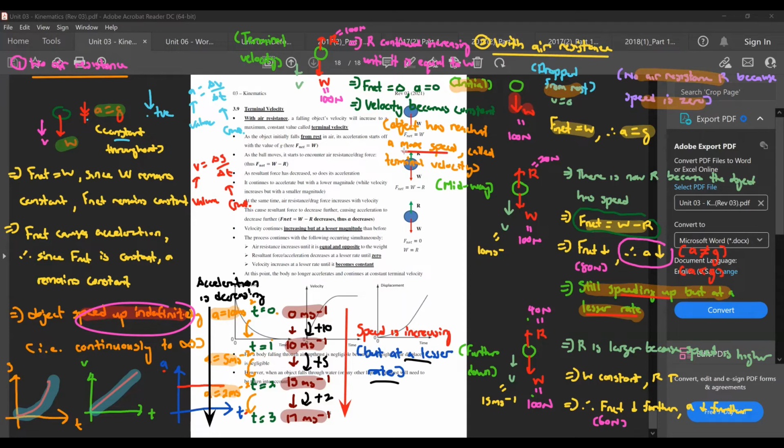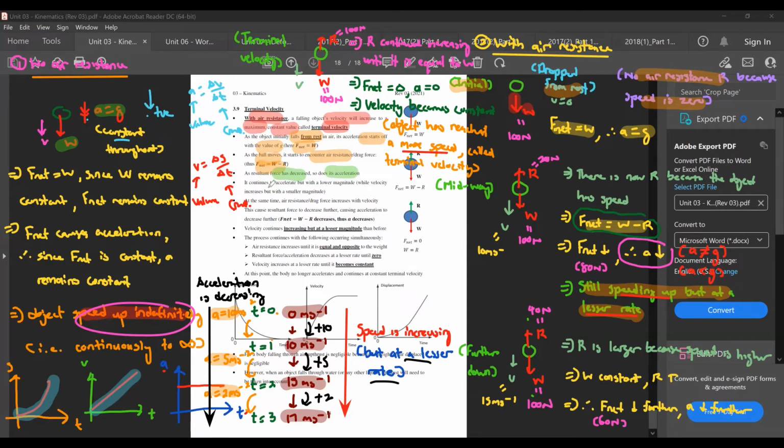Before I go to that, let's review a little of what I just wrote here, to refresh your memory on all the explanations I've done. With air resistance, a falling object's velocity will increase to a maximum constant value called terminal velocity. As the object initially falls from rest, its acceleration starts off with the value g because the Fnet is equal to W. But as your ball starts to move, it starts to encounter air resistance or drag force. Here, your net force becomes W minus R. As a result, your resultant force has decreased, so does your acceleration.